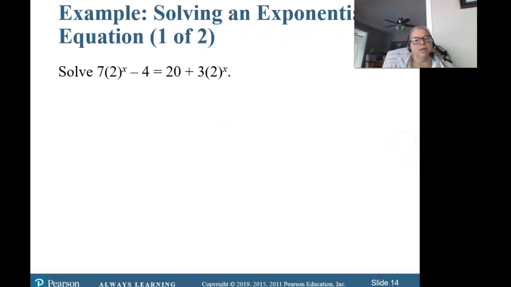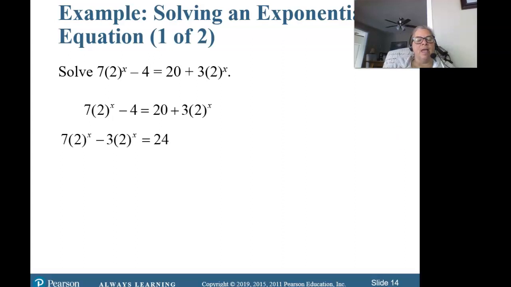Solving an exponential equation. Now they're getting a little bit more detailed, but think of this just like your linear equations. Try to get x by itself. So you're going to guess that we are going to add 4 to each side, and we are going to subtract 3 times 2 to the x from each side. That leaves us with 7 times 2 to the x minus 3 times 2 to the x equals 24. 7 minus 3 is 4. Times 2 to the x equals 24.